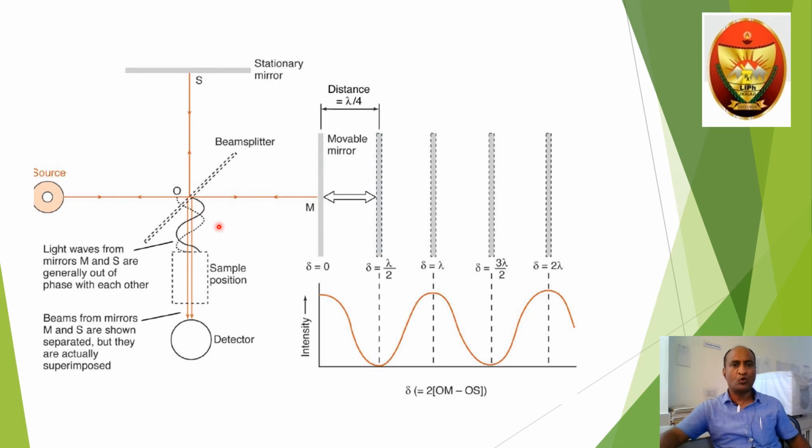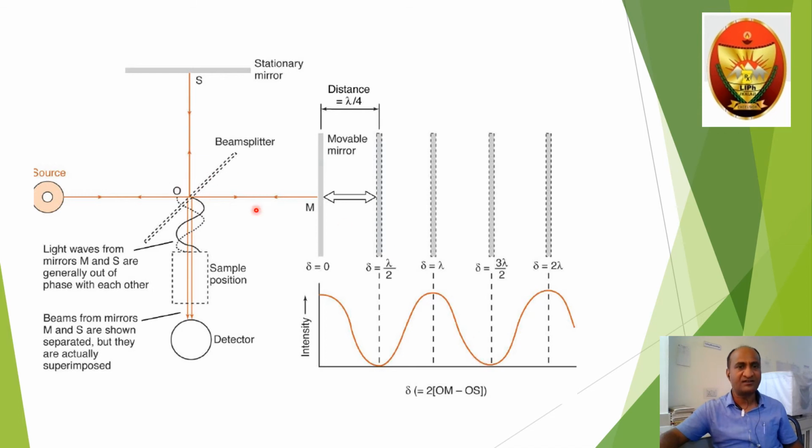Based on the movement of the movable mirror, we have two types of interference. One is known as constructive interference and another is known as destructive interference. When the source radiation comes, it will reach the stationary mirror and reflect back, and there is a movable mirror. When the movable mirror and stationary mirror both have the same length, for example both have lambda by 2 length, so it is equal. When it combines, it becomes lambda. So this is a constructive interference.